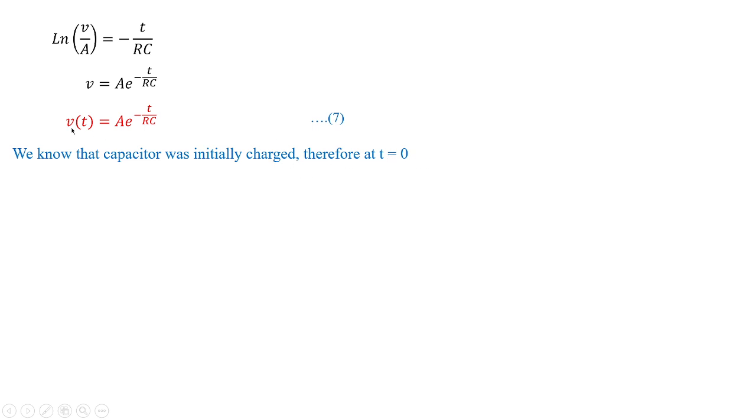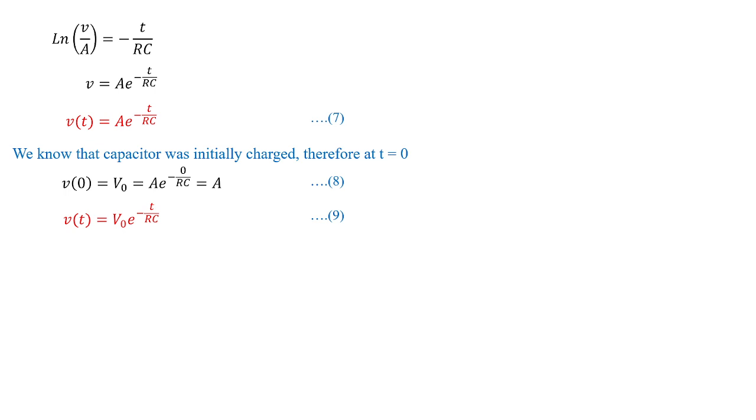We know that the capacitor was initially charged. Therefore, at t equal to 0, the value of V of 0 is equal to V naught. If we substitute 0 in place of t in equation 7, it would be A e to the power of minus 0 by RC. In fact, V of 0, which is V naught from equation 1, is equivalent to A e to the power of minus 0 by RC, which is equal to A. So A is equal to V naught. Substituting this in equation 7, I get V of t equal to V naught e to the power of minus t by RC. Equation 9 is the main result, because it represents the V of t graph, which is exponentially decaying in nature.